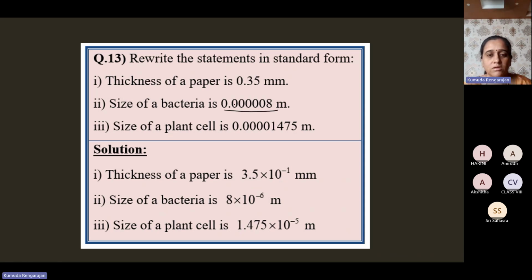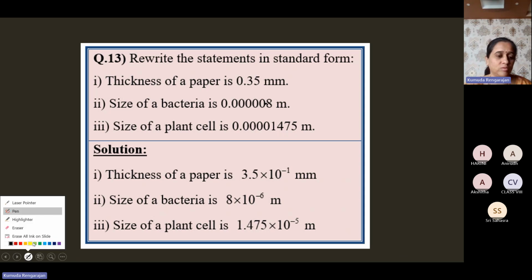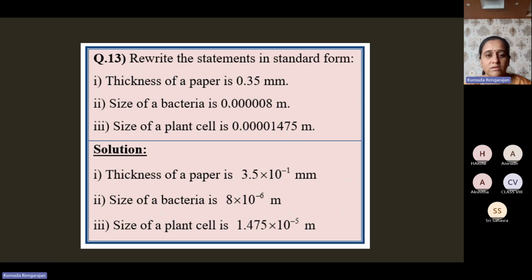So here 1, 2, 3, 4, 5, 6. You need to bring the decimal point here. Then it becomes 8 point, which is 8. You need to bring the decimal point here, because if you stop here, it will still be less than 1. It has to be more than 1, but less than 10. So you have to bring the decimal point here.